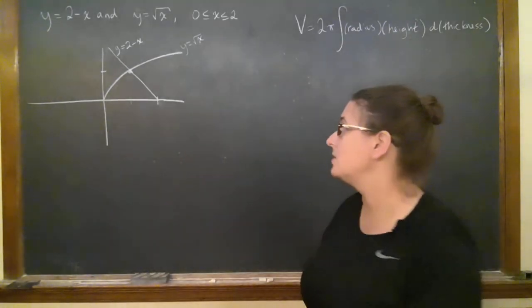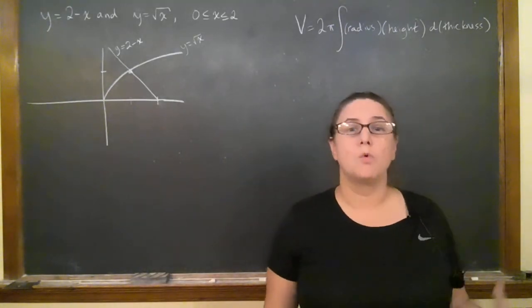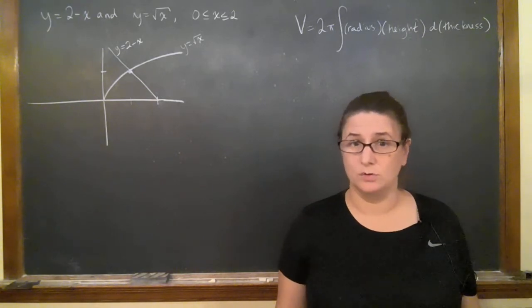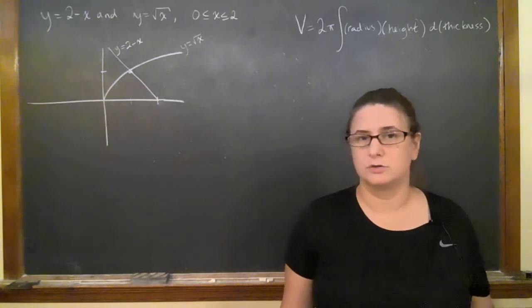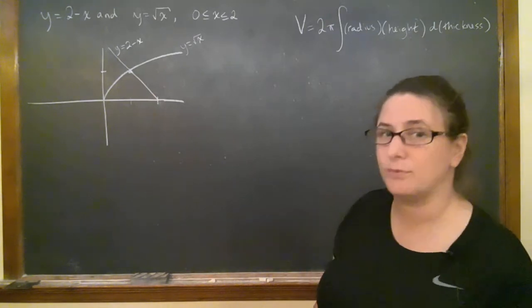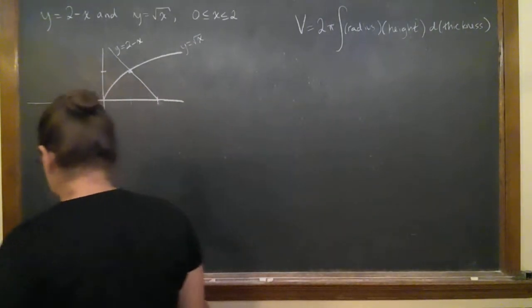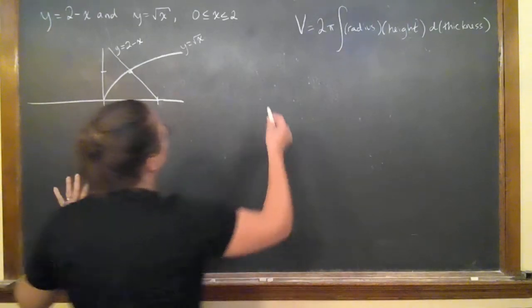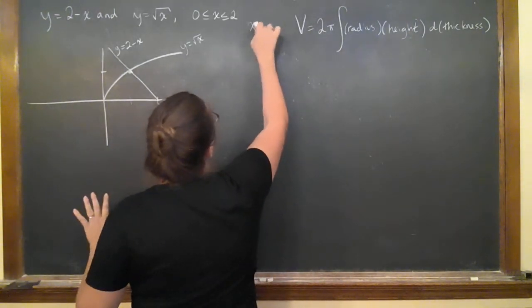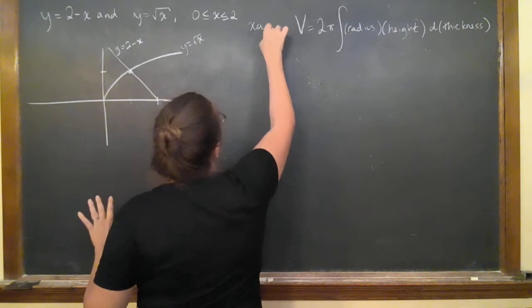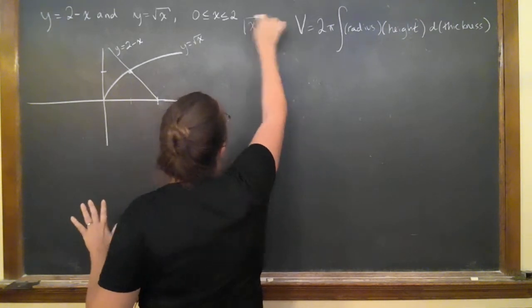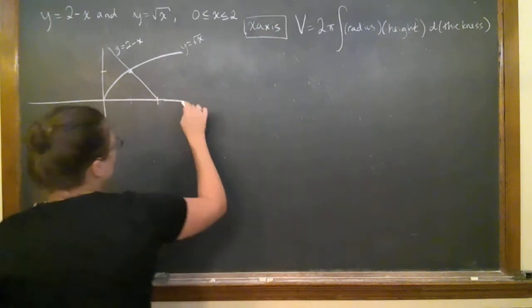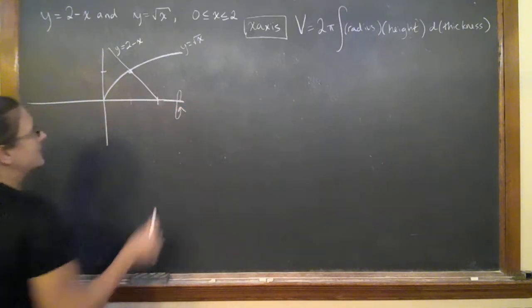Okay? And then we'll talk about how we would do it if we chose to do washers or discs. But I'm not going to go through the whole thing a second time. So starting out with the x-axis as our axis of rotation for my first part, I'm going to go around this way.